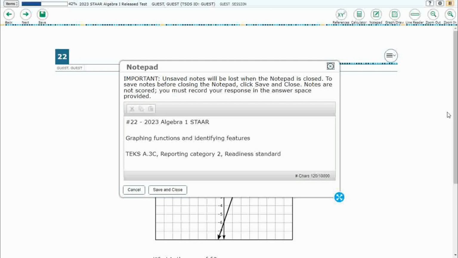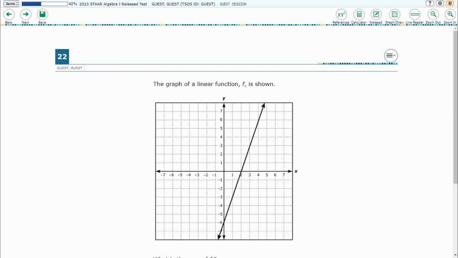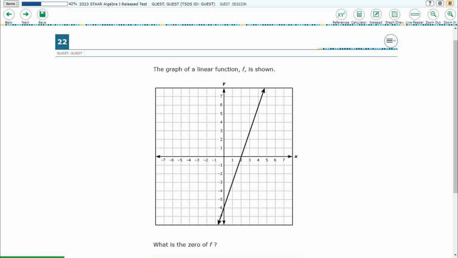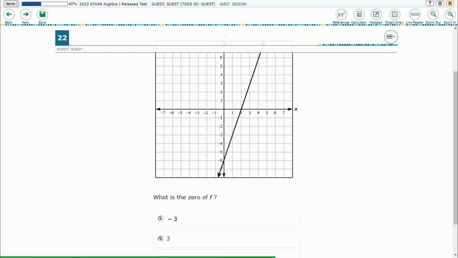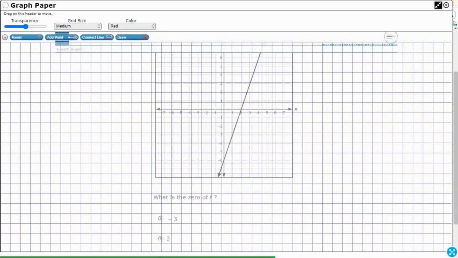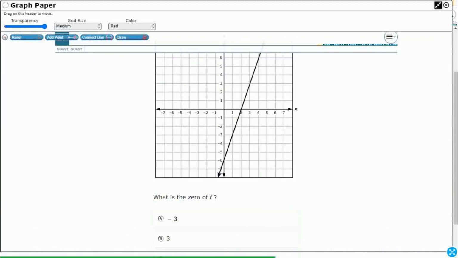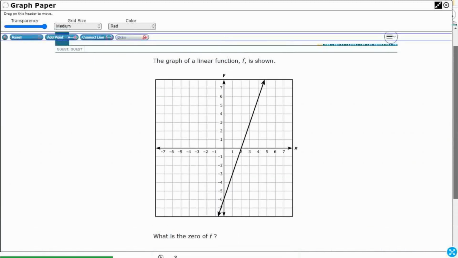So for number 22, we are graphing functions and identifying features of those graphs. This is TEKS 8.3c, reporting category 2. This is a readiness standard. So we have a basic linear function. Look what it's asking. It's simply asking for the 0. Well, if we know what a 0 is, then this is going to take us about 3 seconds.